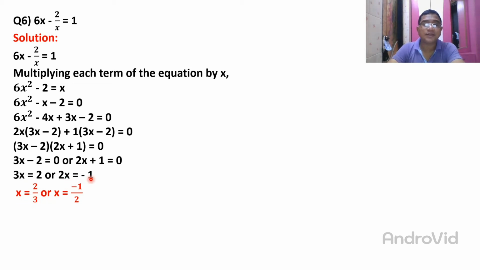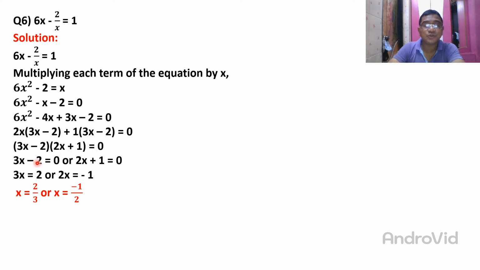2x is equal to minus 1. 2 is multiplied, goes across, divides. So minus 1 upon 2. So x is equal to 2 upon 3, and x is equal to minus 1 upon 2. Do you understand? See, 3x minus 2 and 2x plus 1 are equal to 0. This is the first possibility.